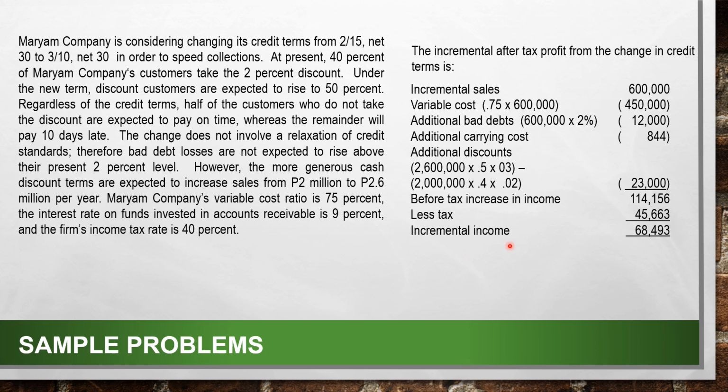So we have here the before-tax increase in income, from the benefit less the costs, so we have 114,156. You can then multiply this by the after-tax rate of 60% to get 68,493. So therefore, what this means is if we change our credit terms from 2/15, n/30 to 3/10, n/30, we will have an increase in our after-tax income of 68,493. So our decision would be to implement our new credit terms because it is more beneficial for our company.